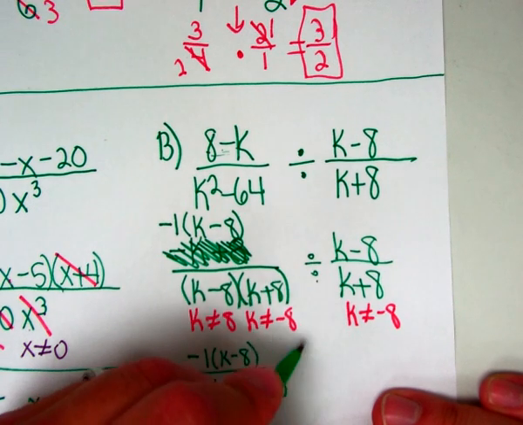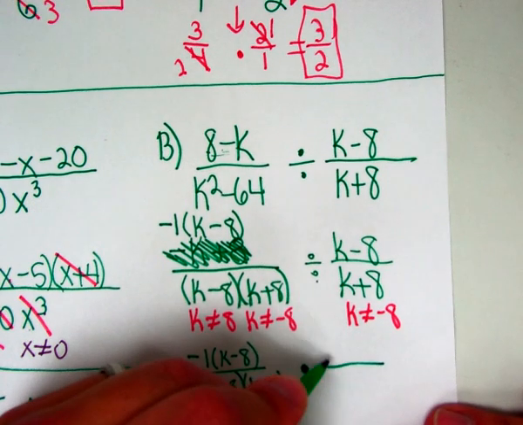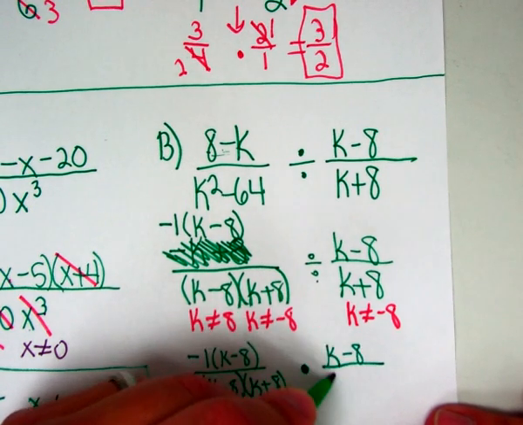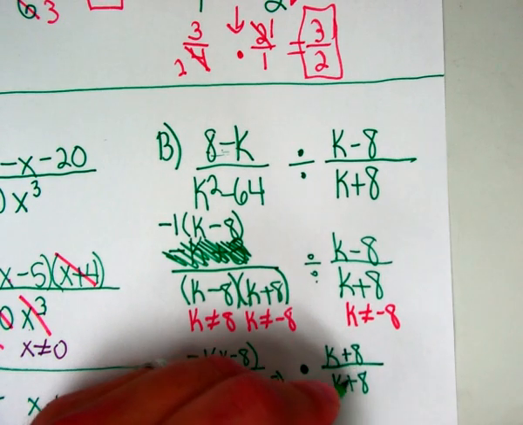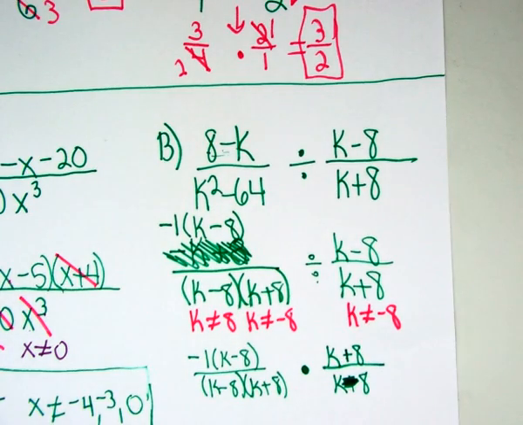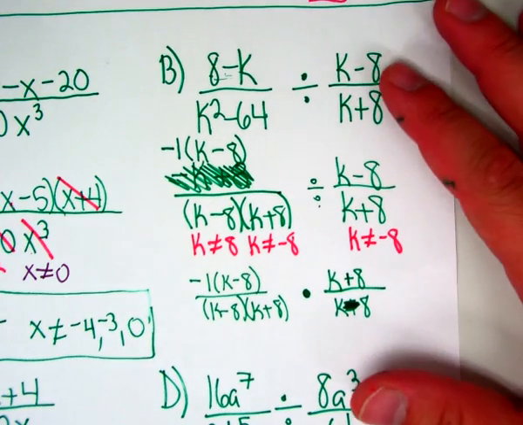Division becomes multiplication, and then we take the reciprocal, k minus 8 and k plus 8. Sorry, plus 8 and minus 8. It's a minus, sorry. All right, so now we determine, is there anything on the top and the bottom that we can get rid of?